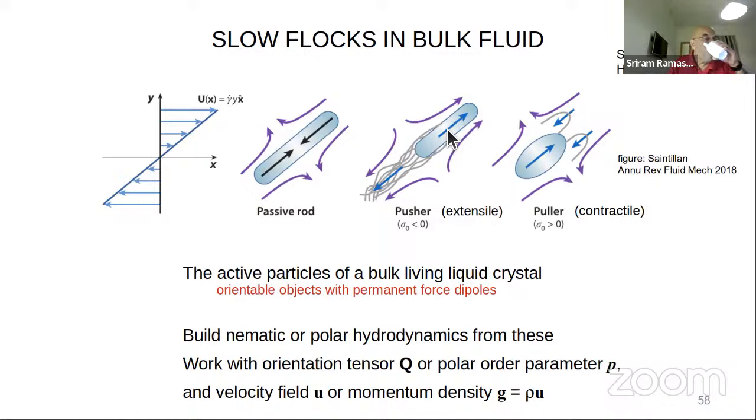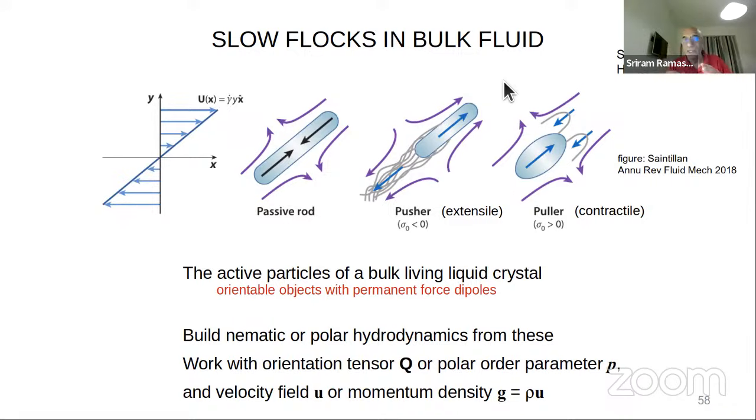So the force density will be distributed. This bit will be a force that pushes forward. This bit will be a force that pushes backward. The total force is zero. The force density won't have a monopole moment, it will have a dipole moment. So we'll write down equations of motion for the orientation. We're going to imagine a collection of these particles. And we'll write down equations of motion for their collective orientation.